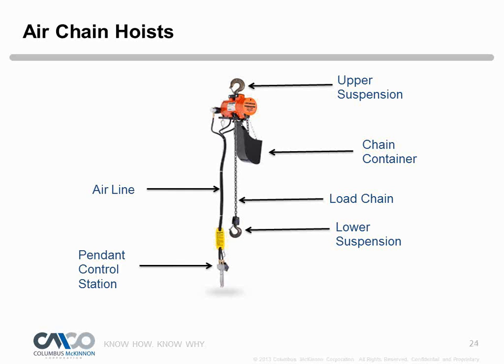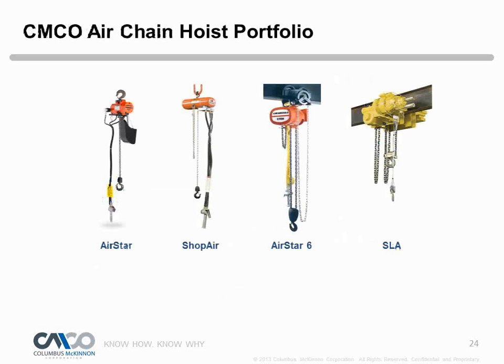And we have the Air Star, the Shop Air, the Air Star 6, and the Chester SLA units. And again, we can convert some of the wire rope and the electric hoists to air. If there's a certain model that you say, well, I really want that model but we would like that in air, our engineering would take a look at that for you, and we probably may have done it already, or see if it's applicable.